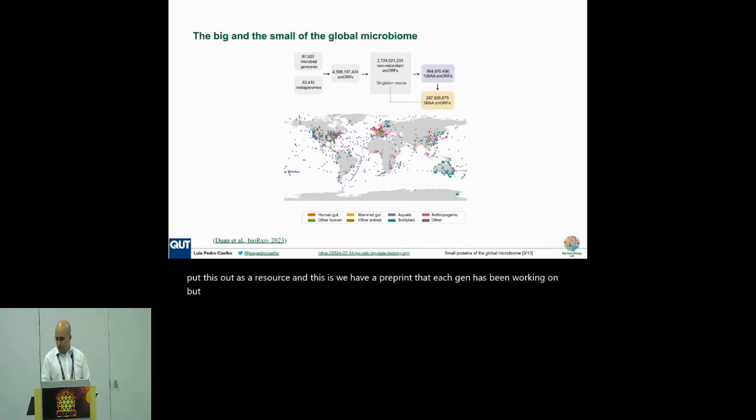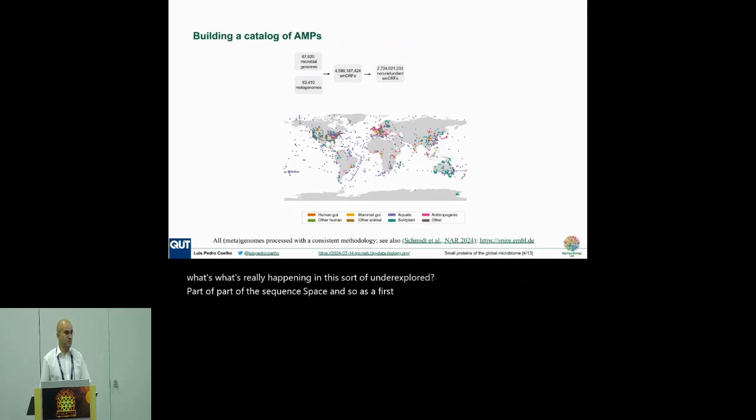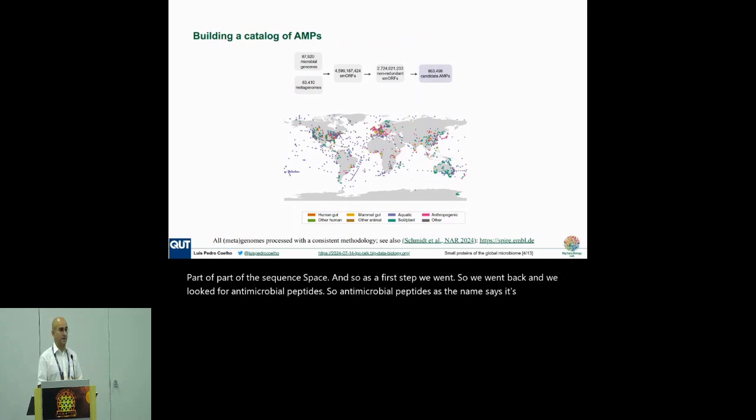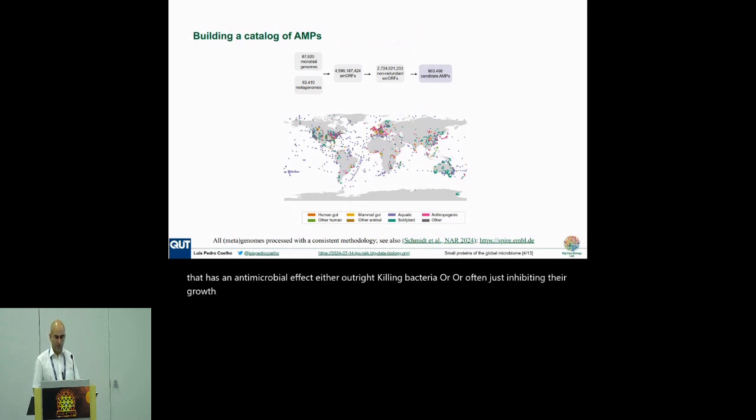But now my research program for the next few years is going to be trying to understand what's really happening in this sort of underexplored part of the sequence space. And so as a first step, we went back and we looked for antimicrobial peptides. So antimicrobial peptides, as the name says, are something that has an antimicrobial effect, either outright killing bacteria or often just inhibiting their growth. So we went back to these open reading frames, and we used a tool that we developed called Macrel to do this.